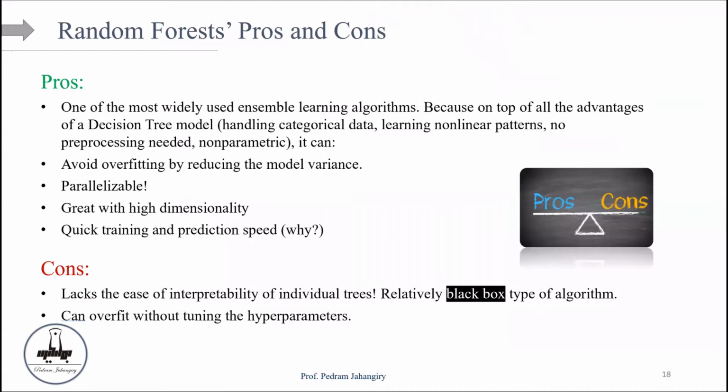We know that random forest is one of the most widely used ensemble learning algorithms. The reason is that on top of all the advantages that we saw last class for decision trees, it can do the following. As a reminder, what were the advantages of decision trees? We said that decision trees can handle categorical data without making them dummy variables. And this helps us a lot in terms of reducing the dimensionality, right?